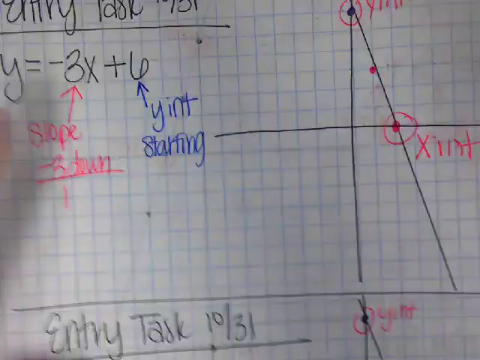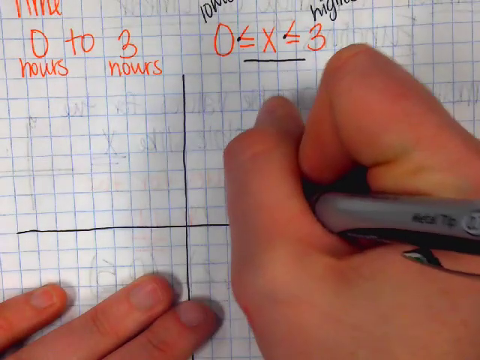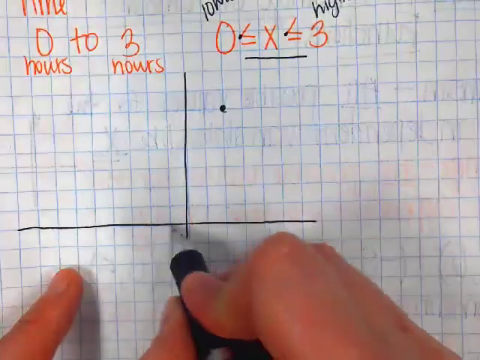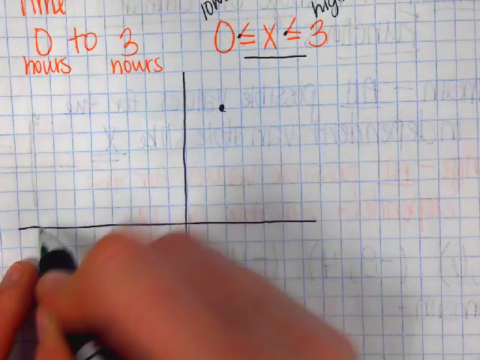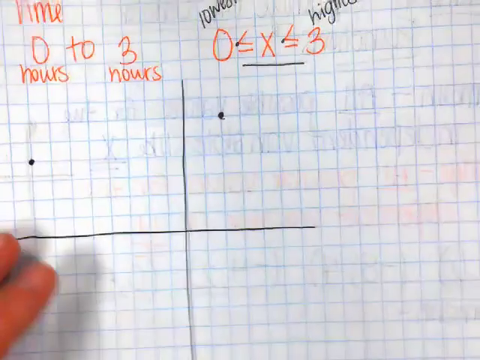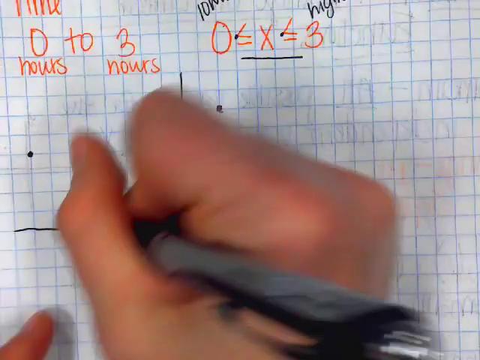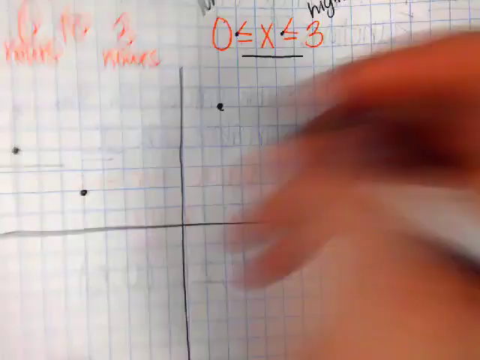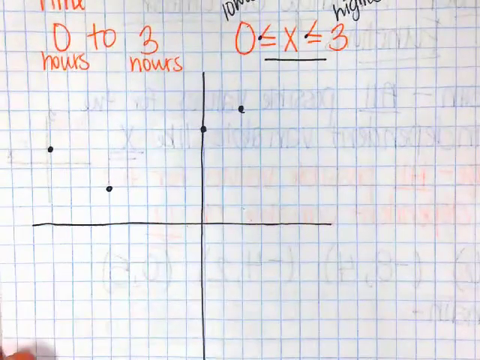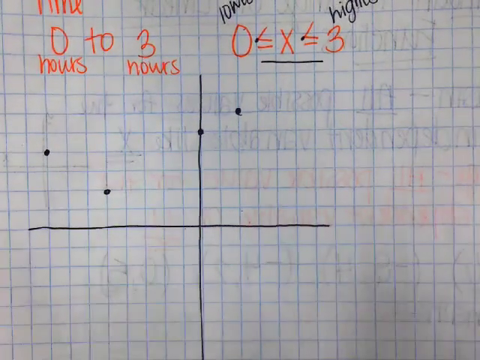Now, you will also see graphs when talking about domain and range, and I promise I'm almost done. So I'm going to plot those points that we just had: 2, 6; negative 8, 4; negative 4, 2; and 0, 5.